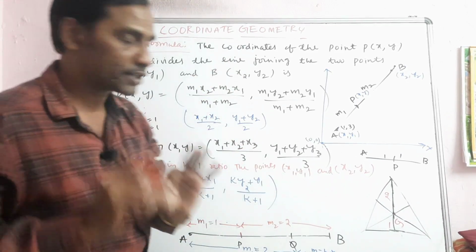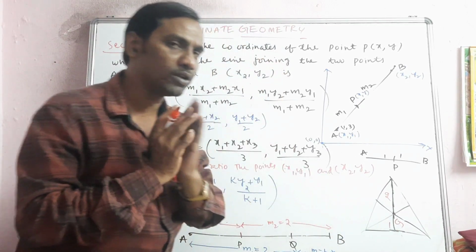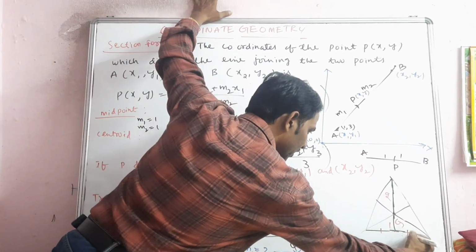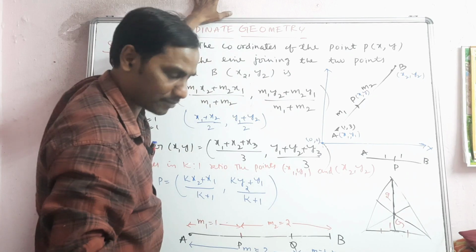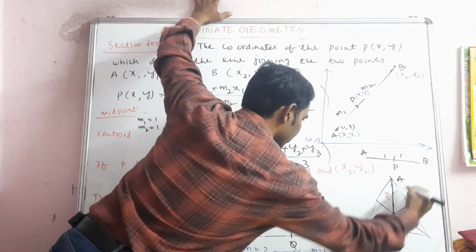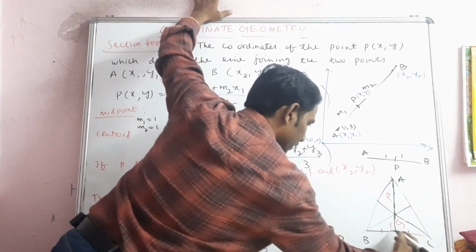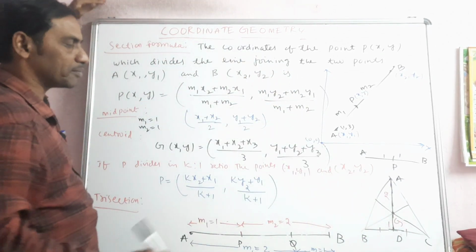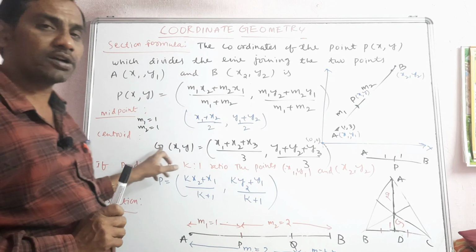Now don't say that altitude and median will be the same, that is only in an equilateral triangle. What a median does is divide the opposite side into two parts. For example, say this is triangle ABC, and the midpoint you call D, so BD will be equal to DC. That is called a median. So the centroid you can take like this.